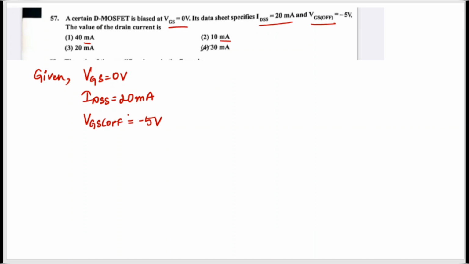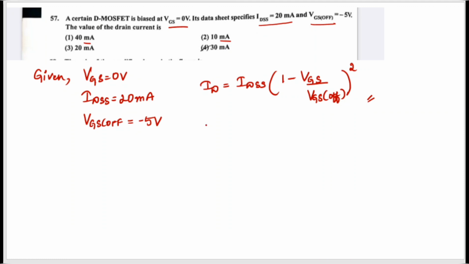The formula to find this drain current is ID equal to IDSS into 1 minus VGS divided by VGS off, that is the cutoff voltage, whole square. This complete whole square. This is the formula to find it. I am repeating again, that is IDSS into 1 minus VGS divided by VGS off, whole square.